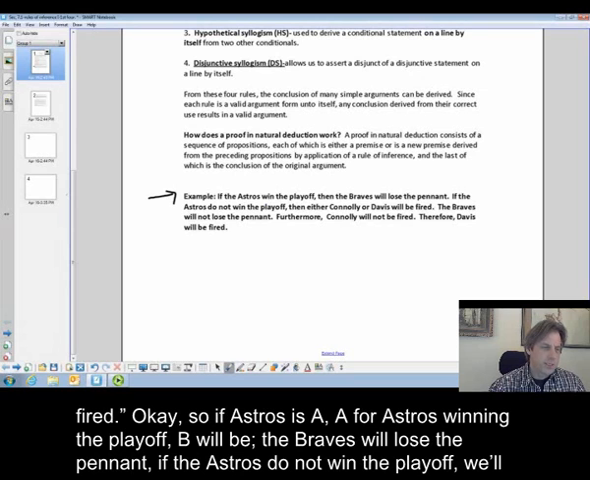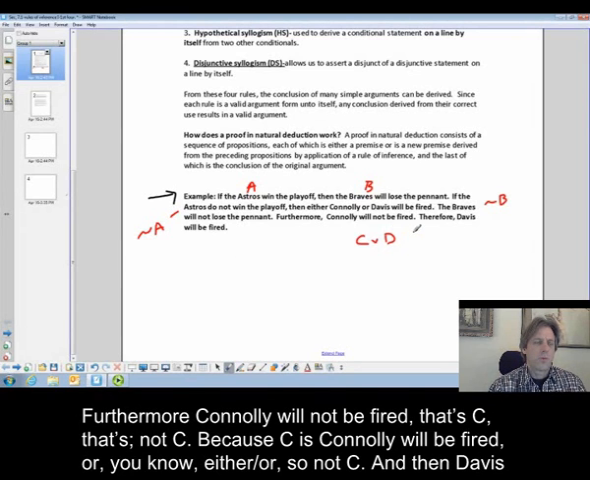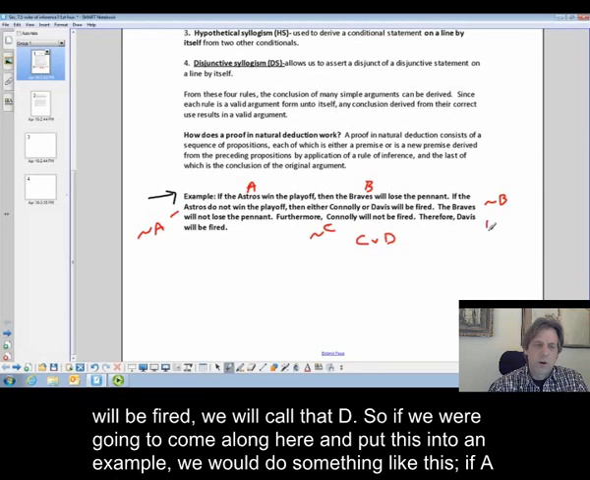Okay, so if Astros is A, we'll just make A for Astros winning the playoffs, right? B will be the Braves will lose the pennant. If the Astros do not win the playoff, we'll call that not A, right? Then either Connolly or Davis will be fired, C or D. The Braves will not lose the pennant. We'll symbolize that not B. Furthermore, Connolly will not be fired. That's not C, because C is Connolly will be fired. So not C, and then Davis will be fired. We will call that D.